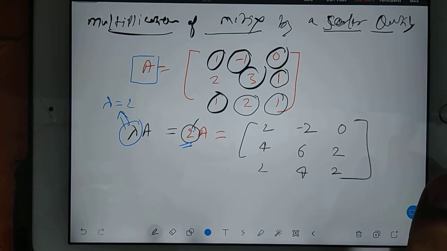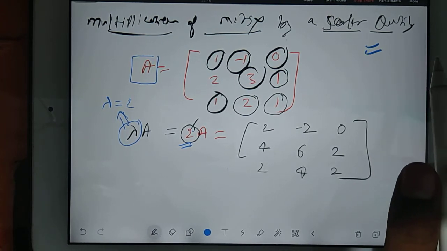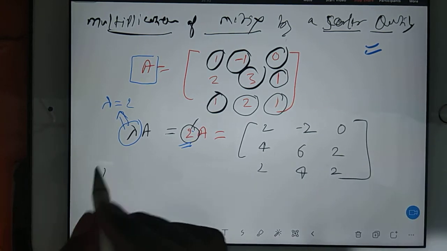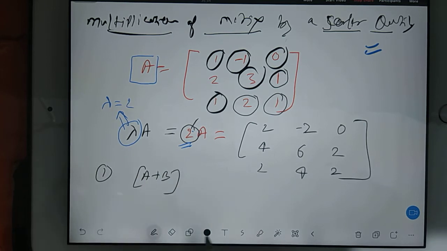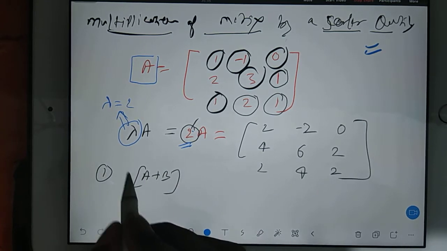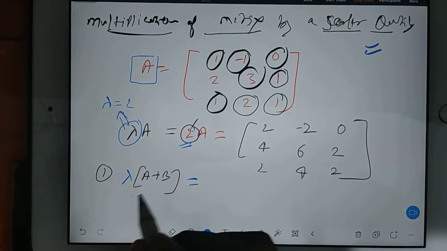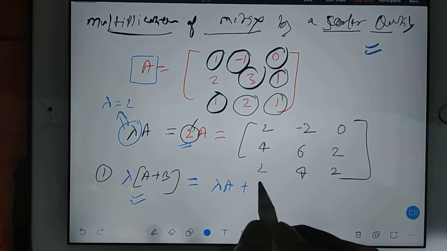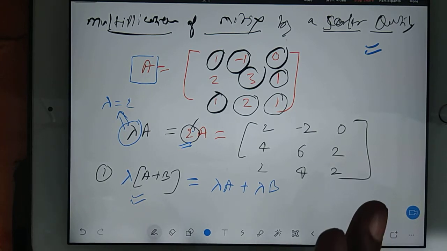Now, whenever you are multiplying in this way, we have certain properties. Your first property is, suppose you are adding two matrices A and B, and in the final answer you are multiplying with a constant number lambda. This will also be valid if you multiply lambda individually and then add both the matrices. It is valid.